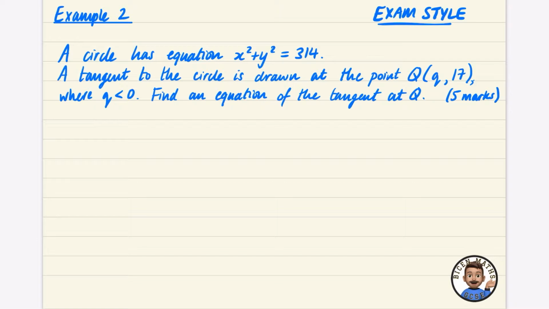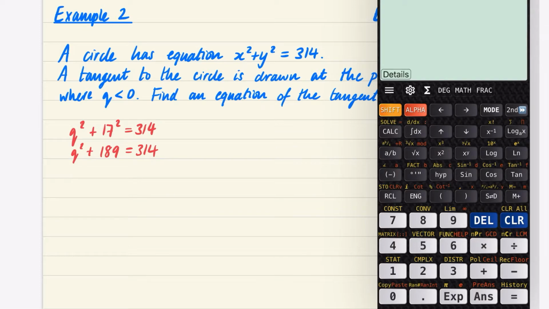So the first thing I'm going to do is use the fact that this coordinate is on the circle that we've got here, so I can use that to find out what Q is equal to. Well, this is my x and this is my y, so I can do x squared, which is Q squared, plus y squared, which is 17 squared, equals 314. So Q squared plus 17 squared is 189, but we can check that on the calculator. Silly me, I knew something didn't seem right. It's not 189, it's 289.